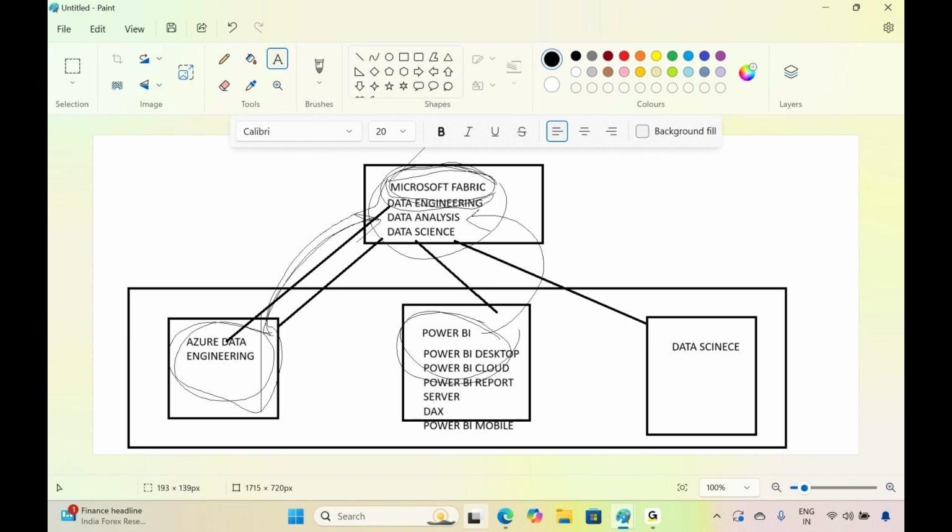As an Azure data engineer, generally when you are learning this one, primarily you are going to learn data factory ETL tool, Databricks with PySpark. Everything I'm going to cover in Microsoft Fabric as well.